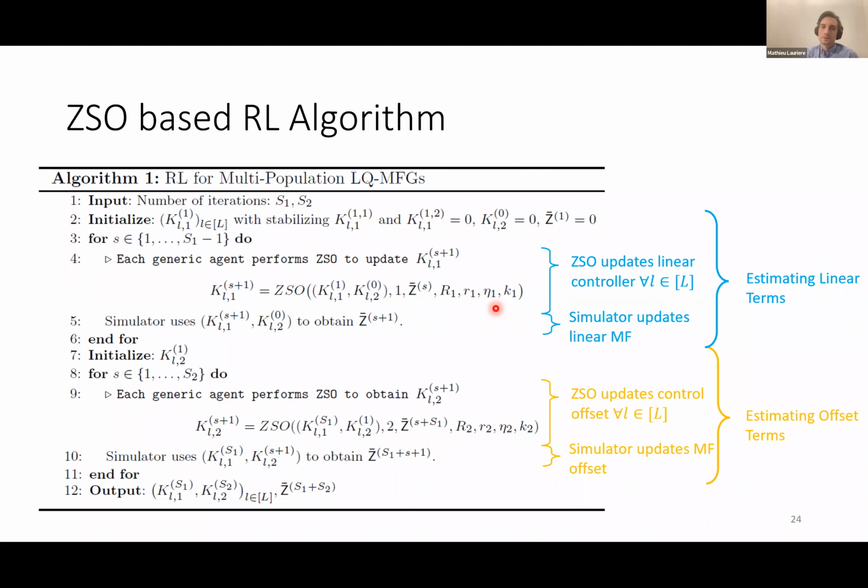Yeah, I see. And so the iterations you were showing at the end in the plots are the iterations of the outer loops, or was it also taken into account? Okay, I see. So inside each iteration, you do ZSO. Okay, makes sense. Thank you. Yes.